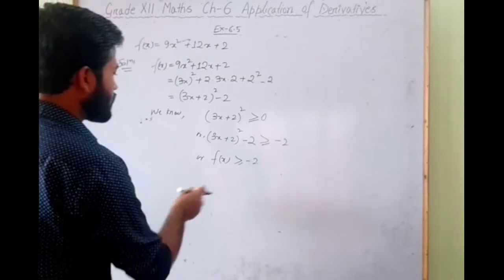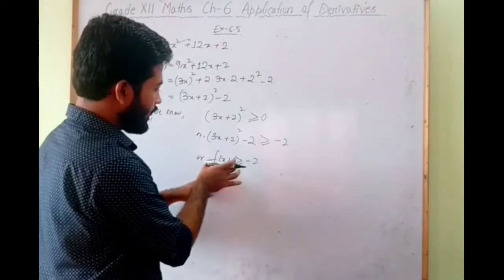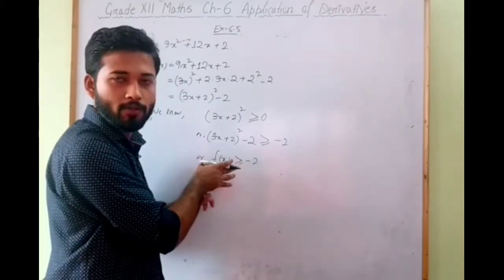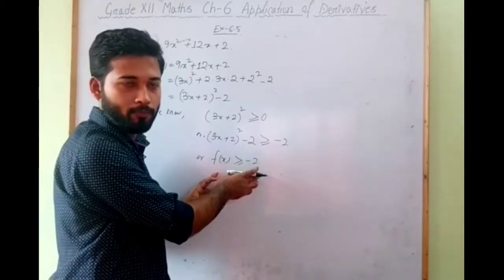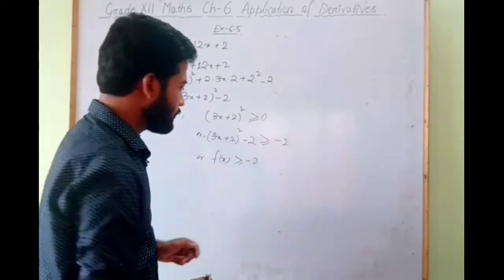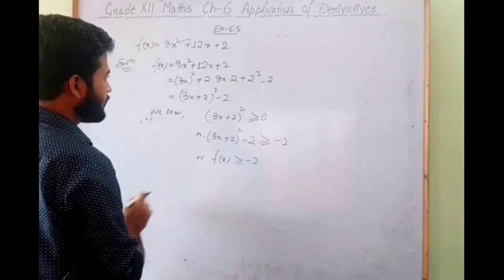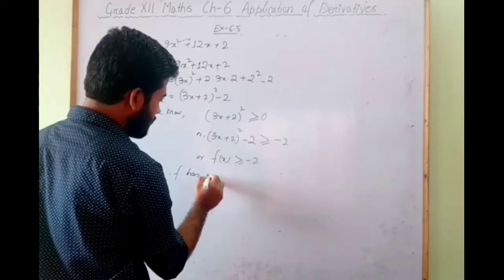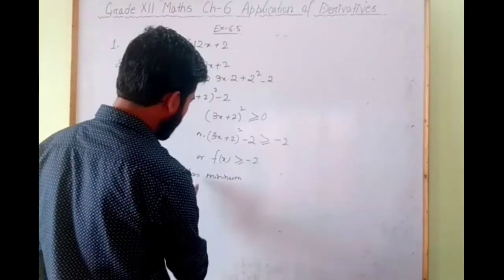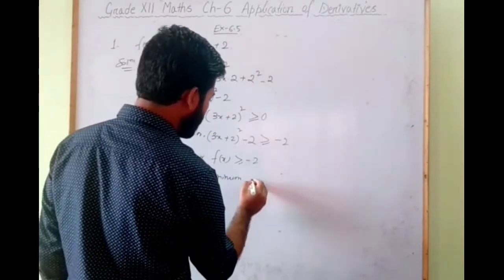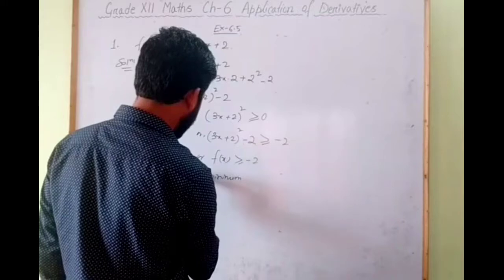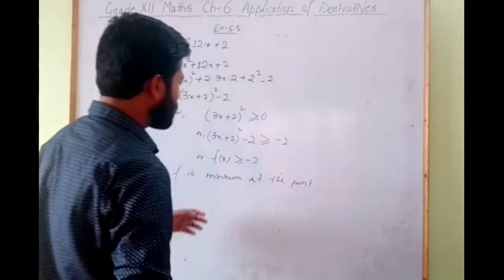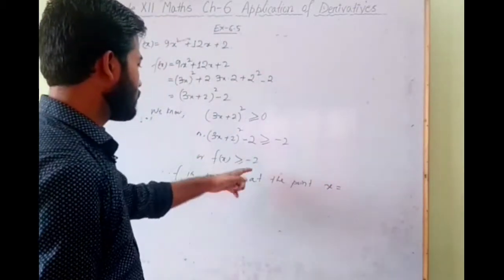Fine. Okay. So what we can see is that all the values of f of x are greater than or equal to minus 2. So here minus 2 is the minimum value. Fine. So at what point is minus 2 the minimum? So therefore f is minimum at the point. So for which point, if I put x equal to, it will be minus 2 here.